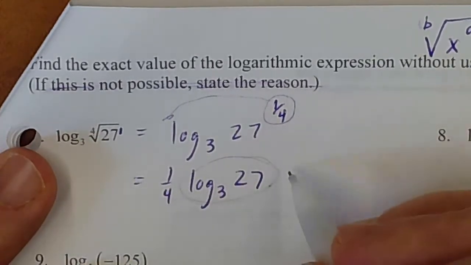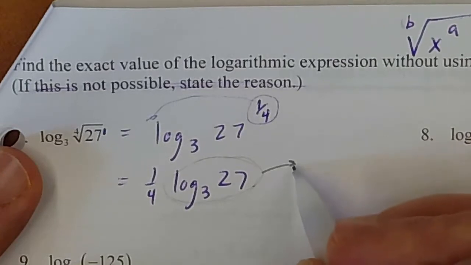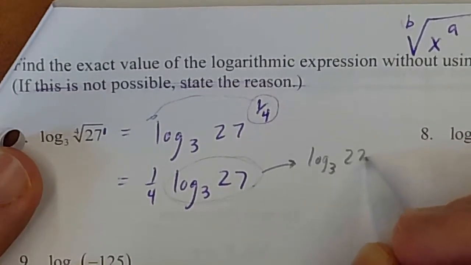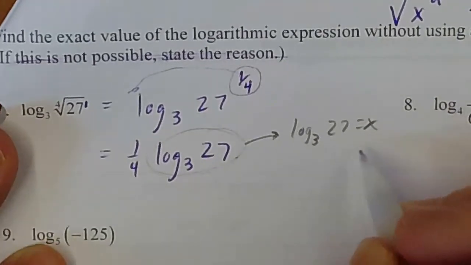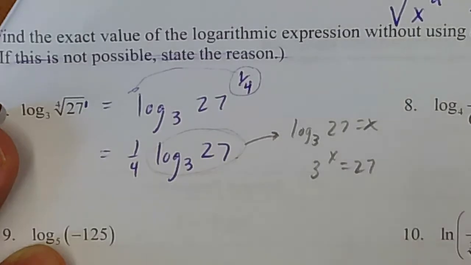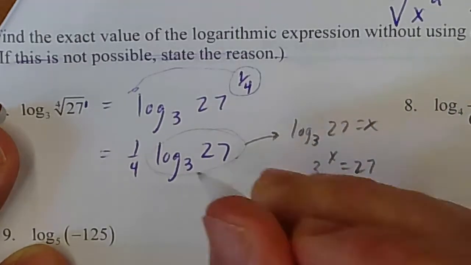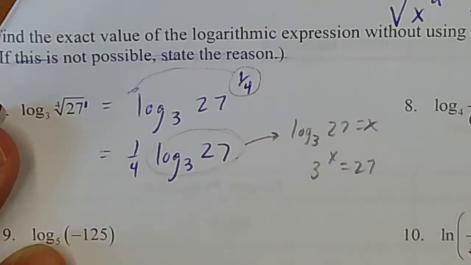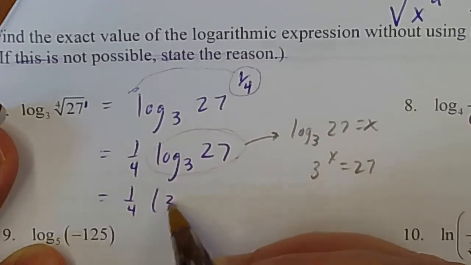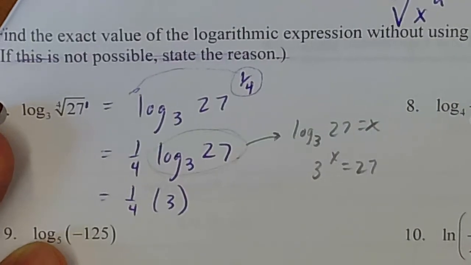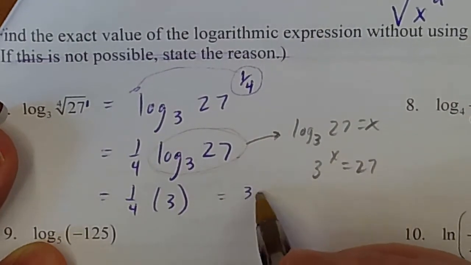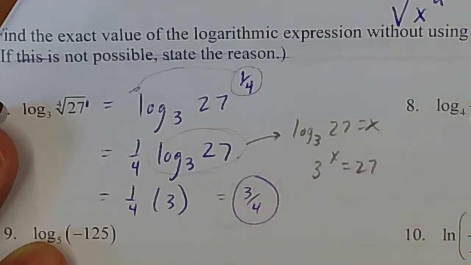So I'm kind of thinking off to the side, and add this if you need to, if you can't figure out these logs yet. But remember, we set it equal to a variable, and then we converted it to answer it. 3 to the what power gives me 27? The answer is 3. So this logarithm has an answer of 3. So 1/4 times 3, and then the answer is just 3/4, because we can obviously multiply those together. Okay.